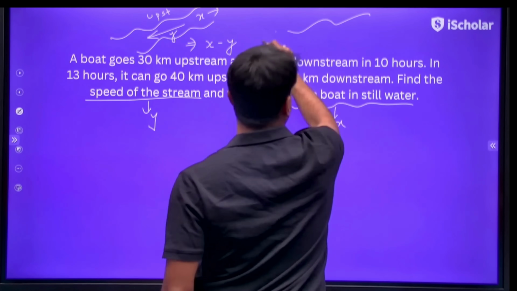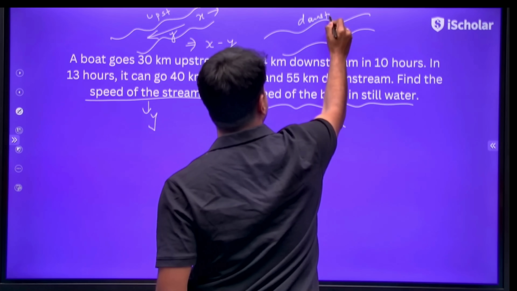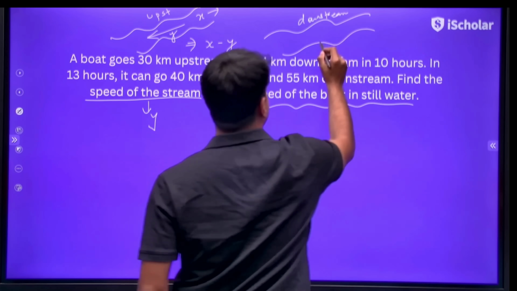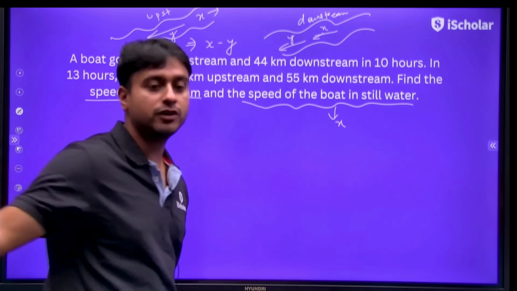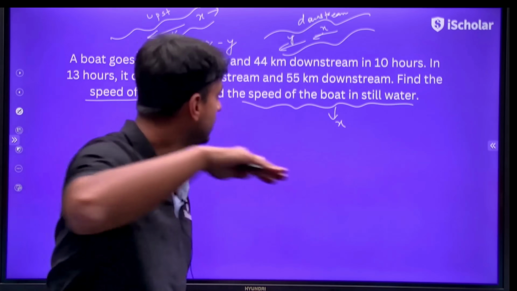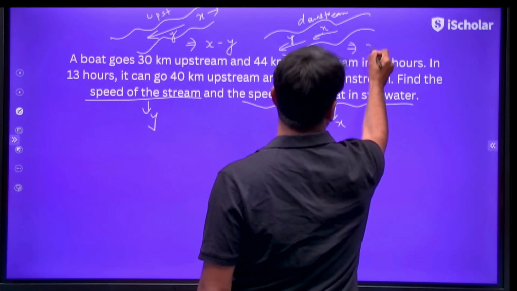Whereas when we are going downstream, when we are flowing downstream, what's happening? The water will help us, correct? So speed of boat in still water will actually be helped by the water. So effective speed in this case would be x plus y.